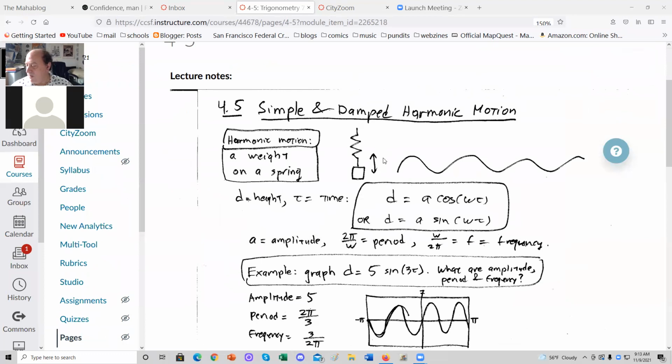Anyhow, today we finish off chapter 4 with a very short section. Excuse me, I was throwing a cat treat out the door for the cat to chase.